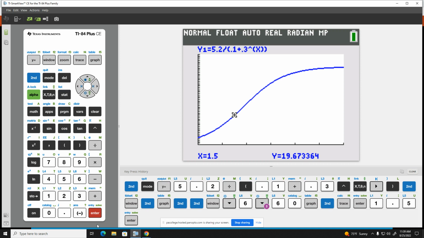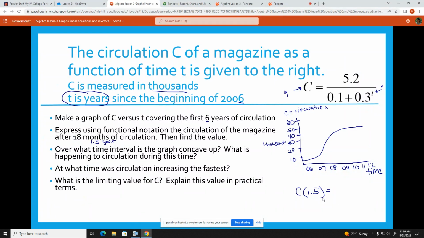19.673 if I round it off. So I'm going to write that down. This is 19.673 thousand.